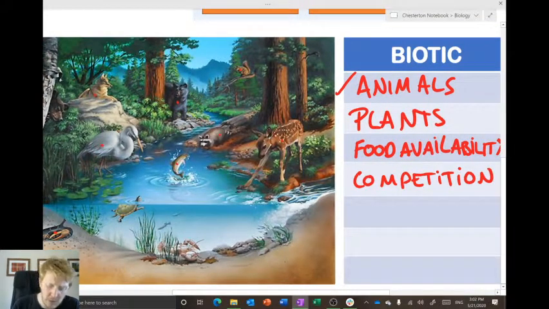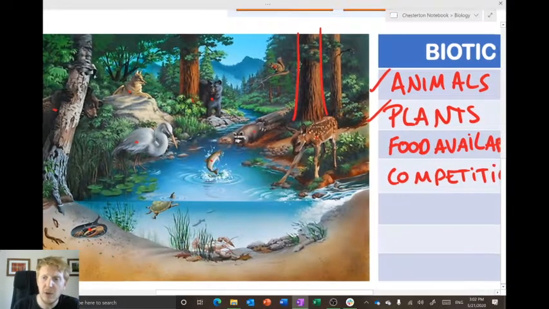Some of the really good ones might have also spotted things like, well, what about your plants, your trees, your grass, your bushes, your reeds? All of those things are living as well. So they would also be biotic factors. In fact, it's the plants that keep us all alive. This is where it gets a little bit trickier.